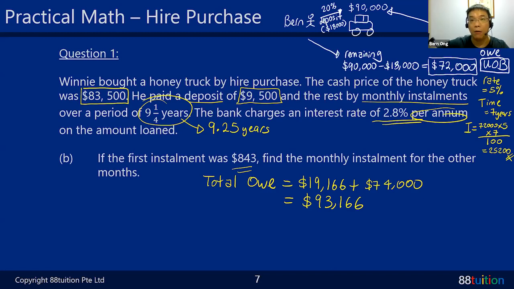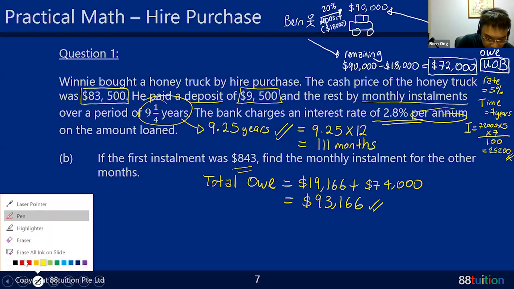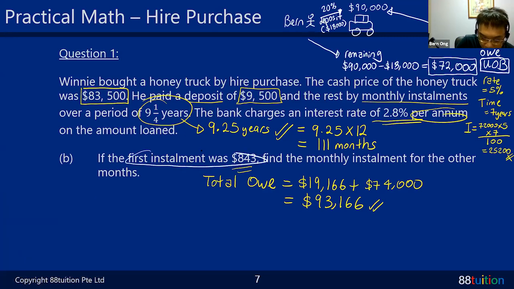And this 93,166, you must spread out among how many years? 9.25 years. But you're calculating a monthly installment, right? So how to make 9.25 years into months? 9.25 times 12, because 1 year has 12 months. That gives 111 months. So in total, you have to pay this amount over 111 months. But the question did say the very first month I pay 843. So how?